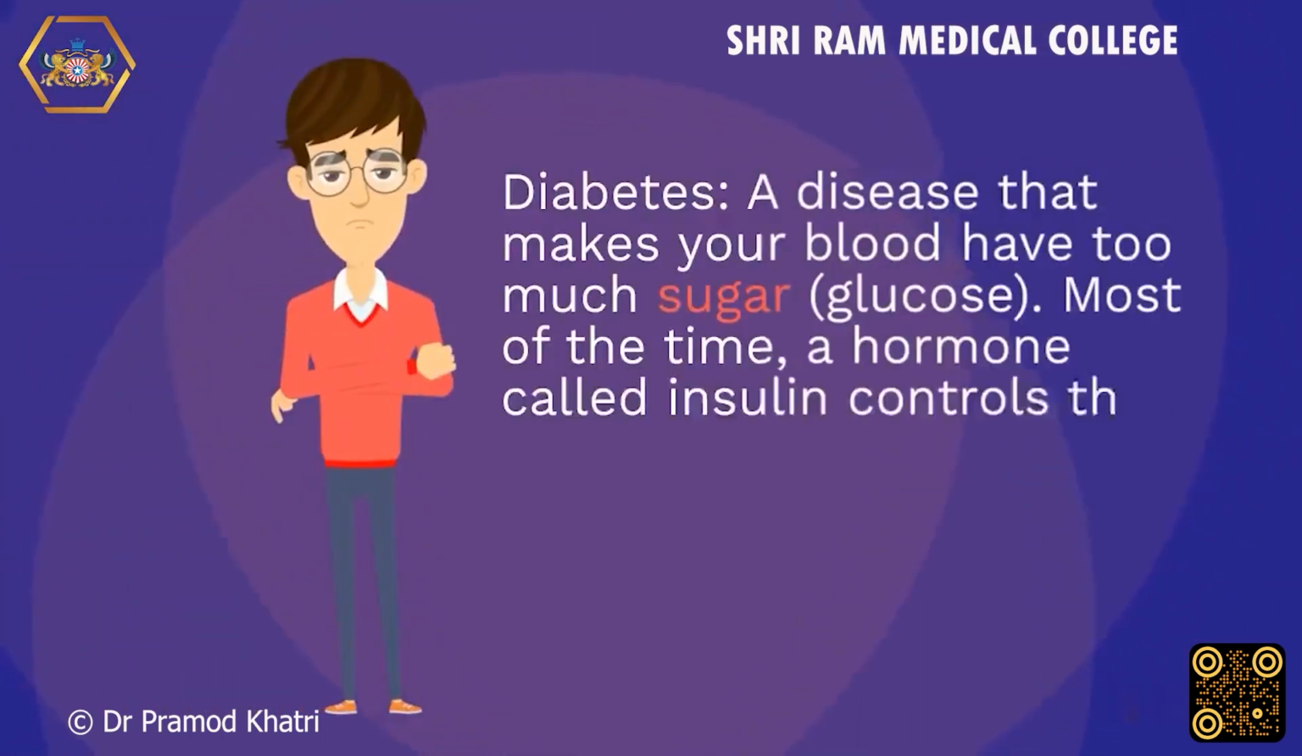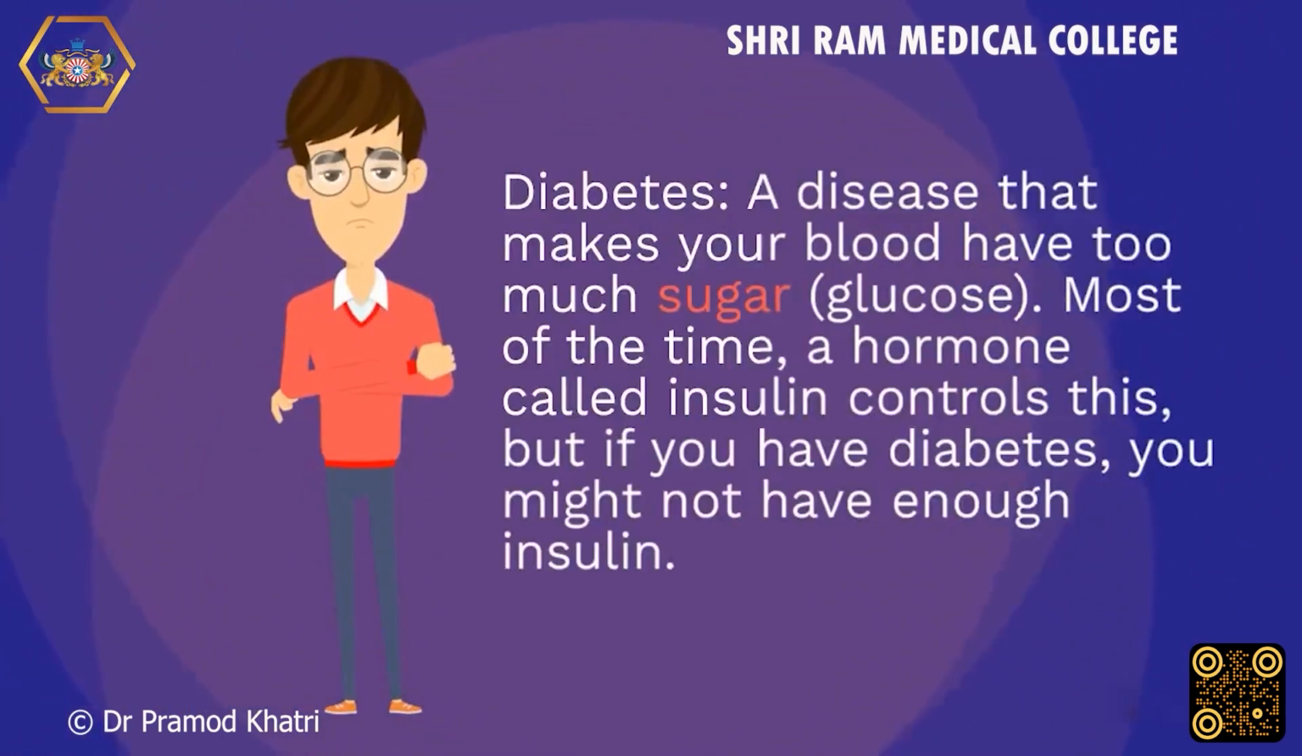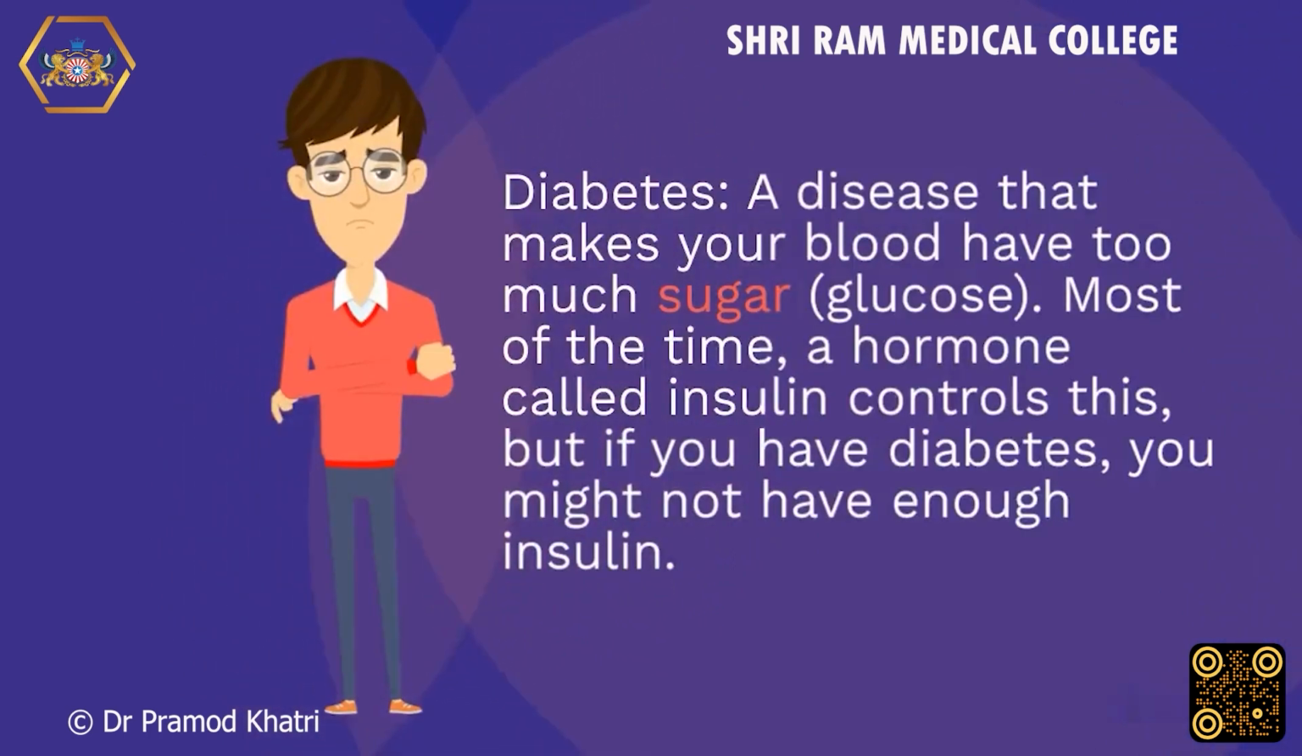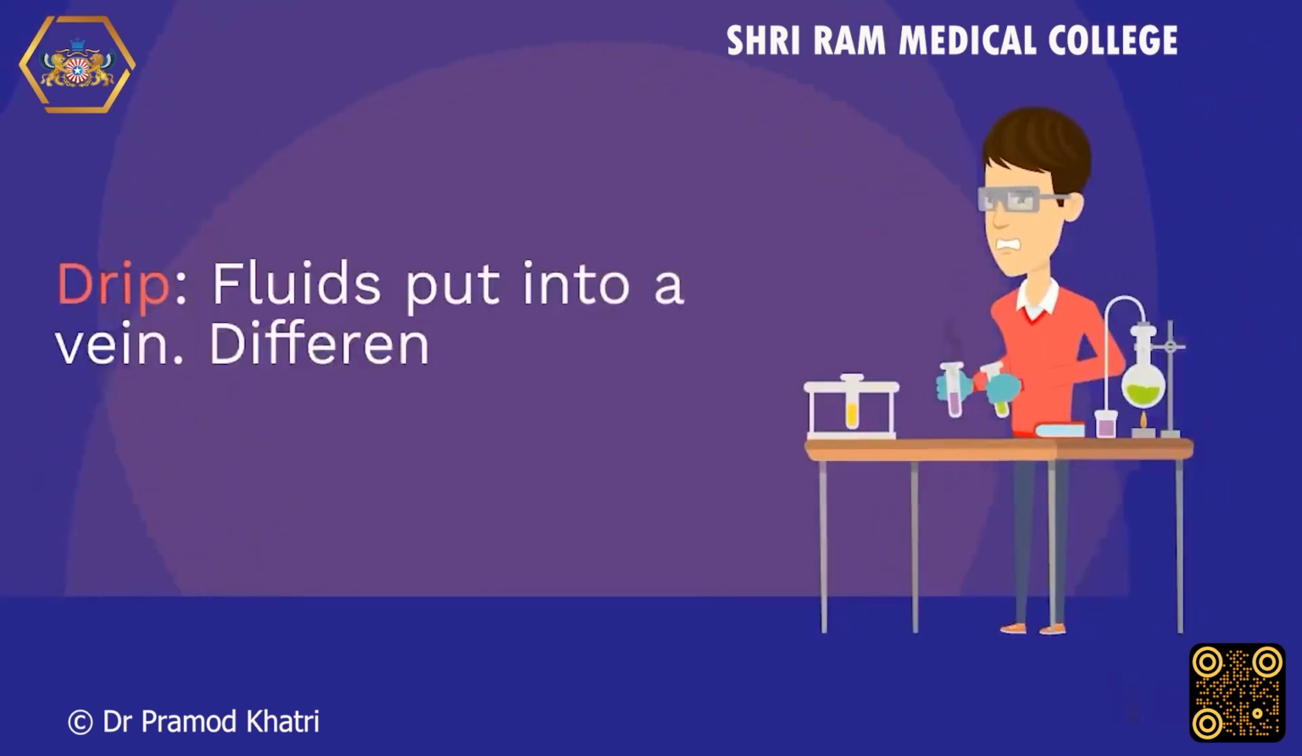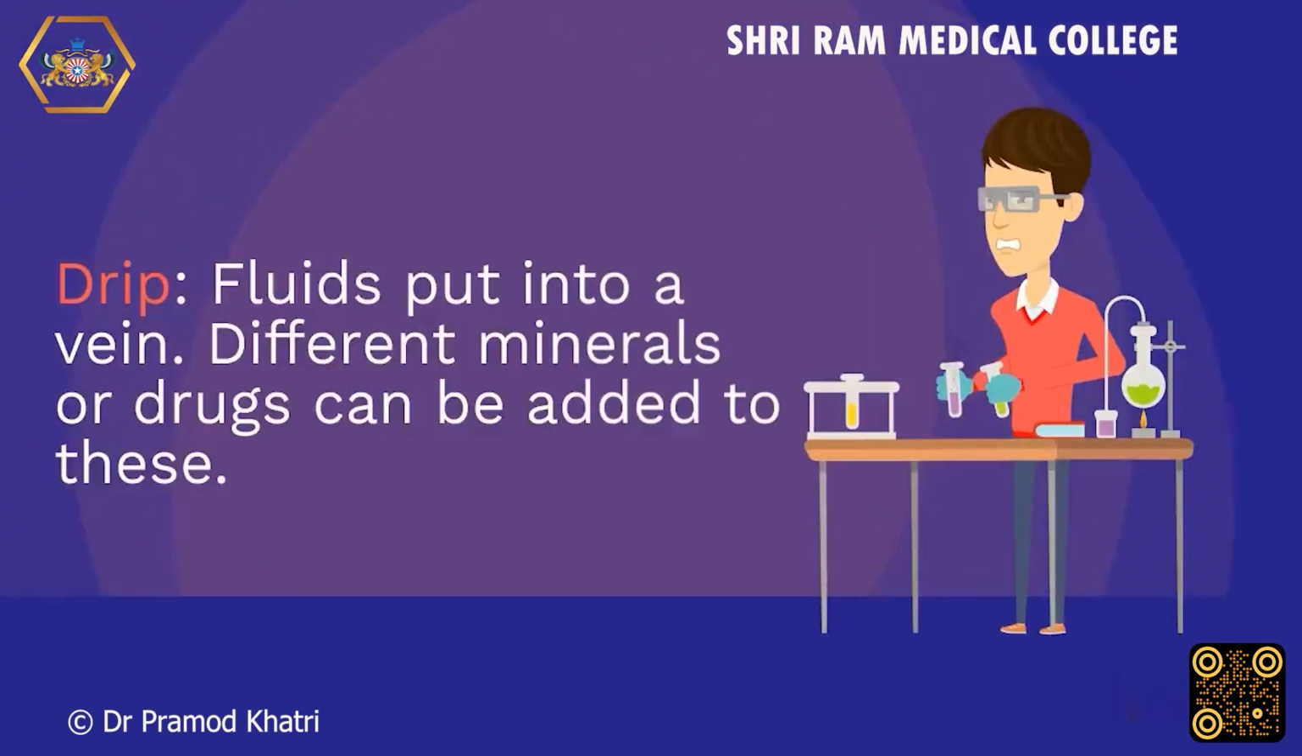Diabetes, a disease that makes your blood have too much sugar, glucose. Most of the time, a hormone called insulin controls this, but if you have diabetes, you might not have enough insulin. Drip, fluids put into a vein. Different minerals or drugs can be added to these.